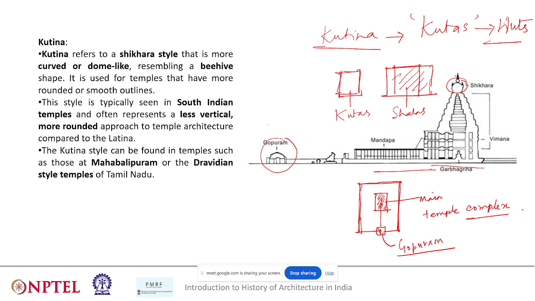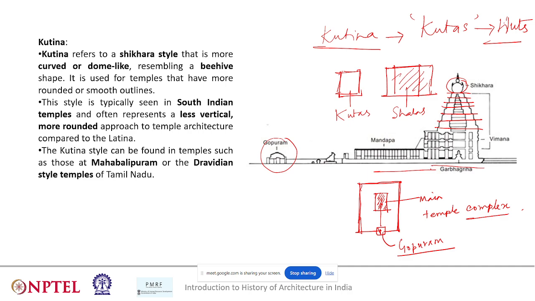Okay, so another thing to remember is that the Latina style is the North Indian style. North Indian style is more about verticality, whereas the Dravidian style is more about horizontal bands. So whenever you see a Dravidian style temple, you'll be able to understand that there are some kind of horizontal bands, and it is somewhat less vertical as compared to the Latina style. Okay, so these are the two very basic ways to understand the Latina and Dravidian styles.